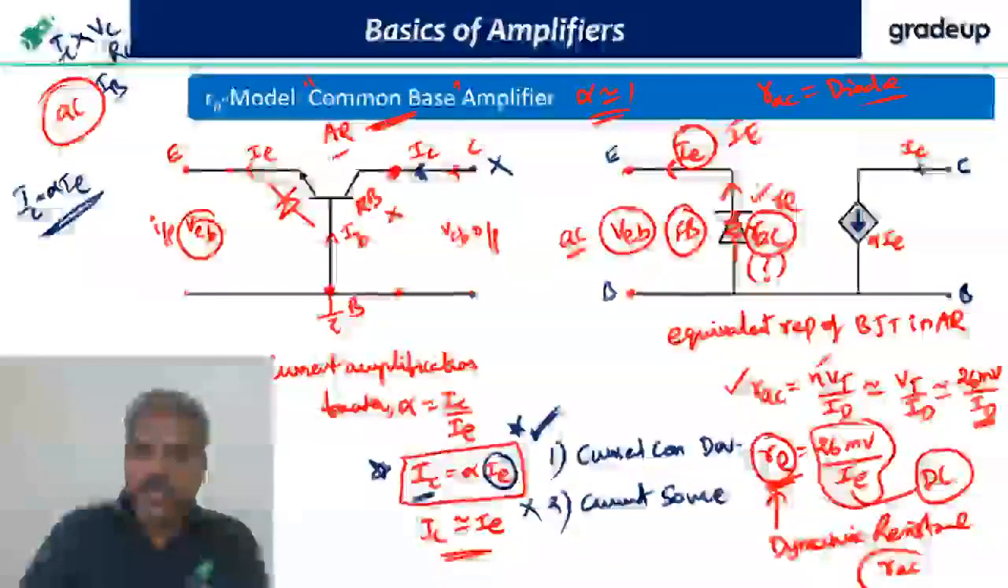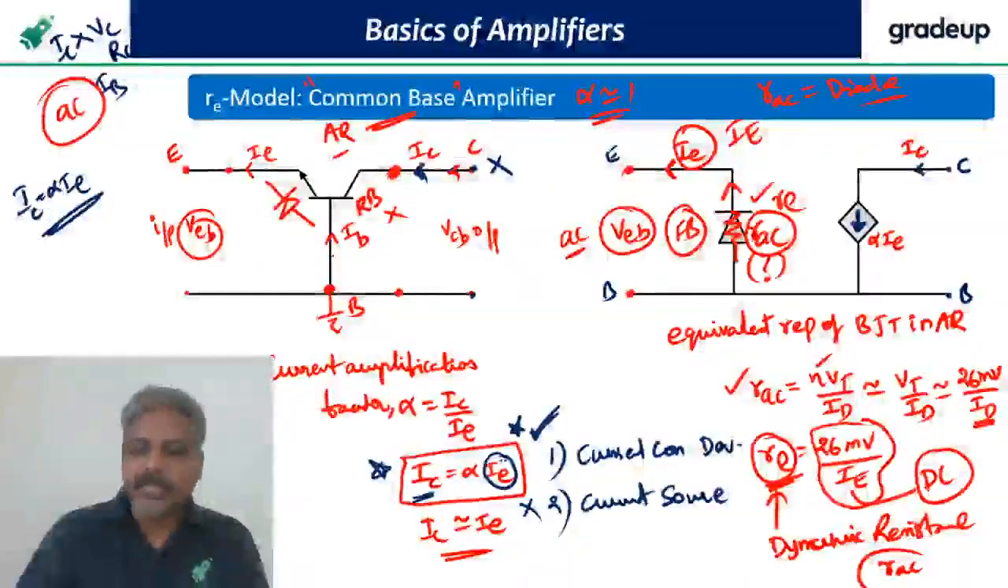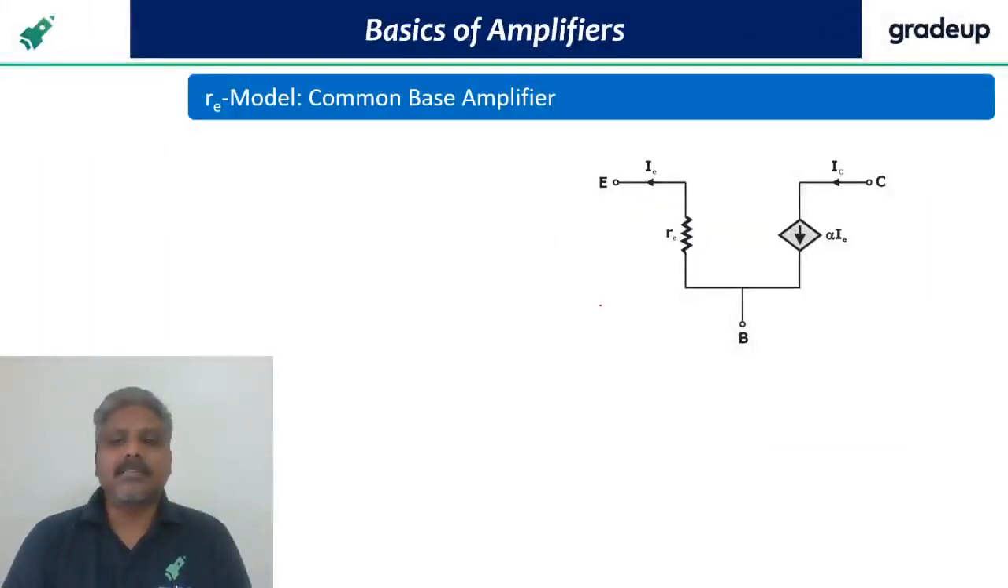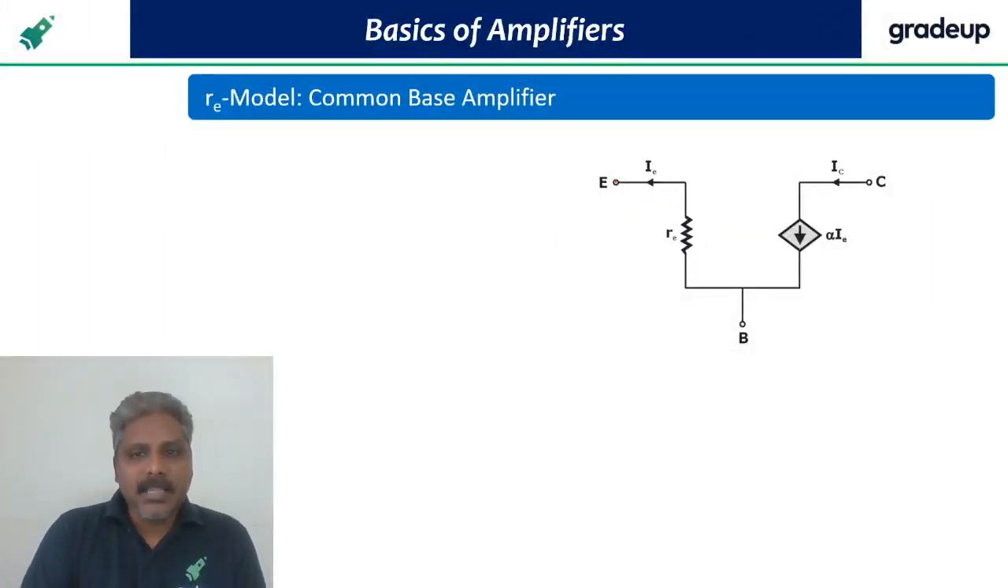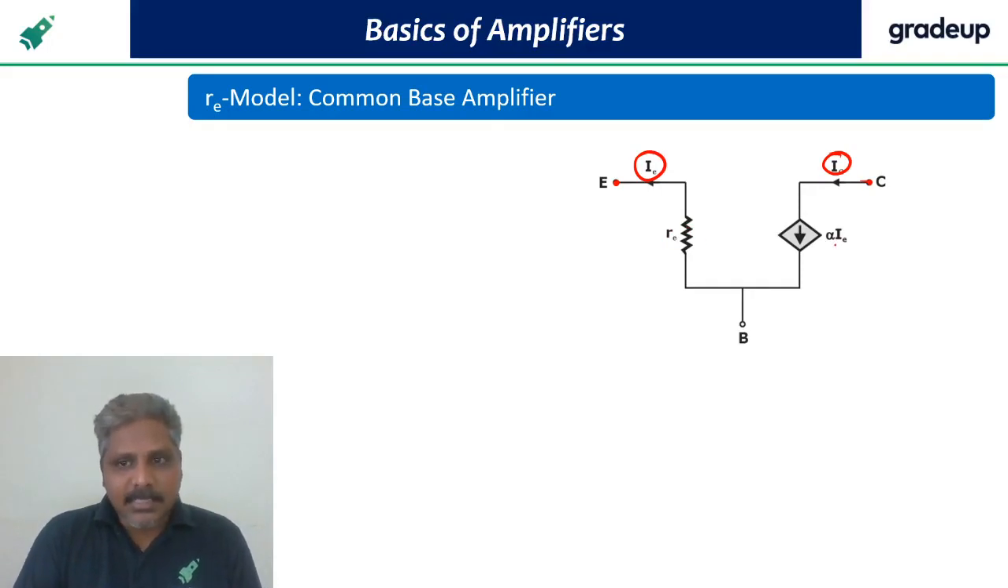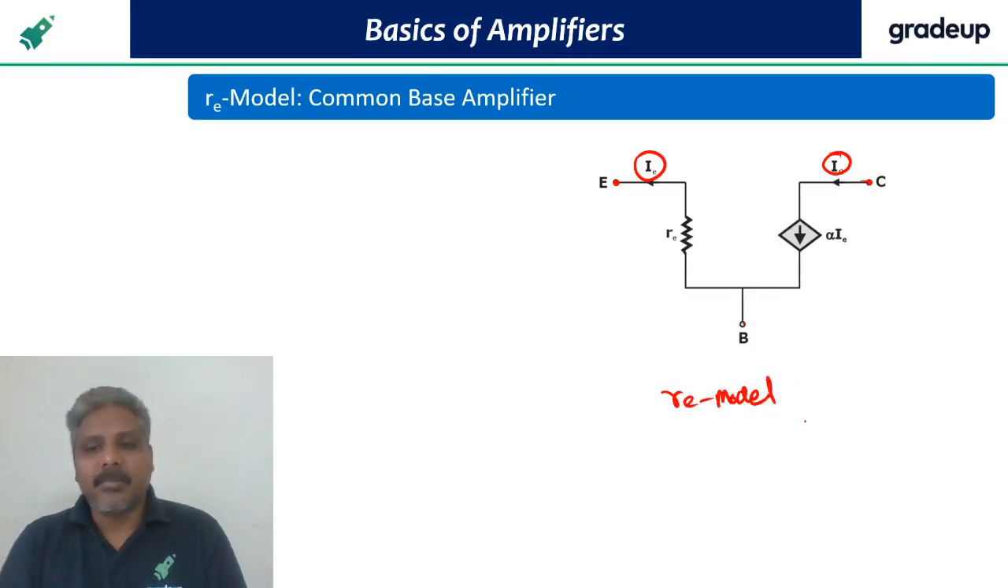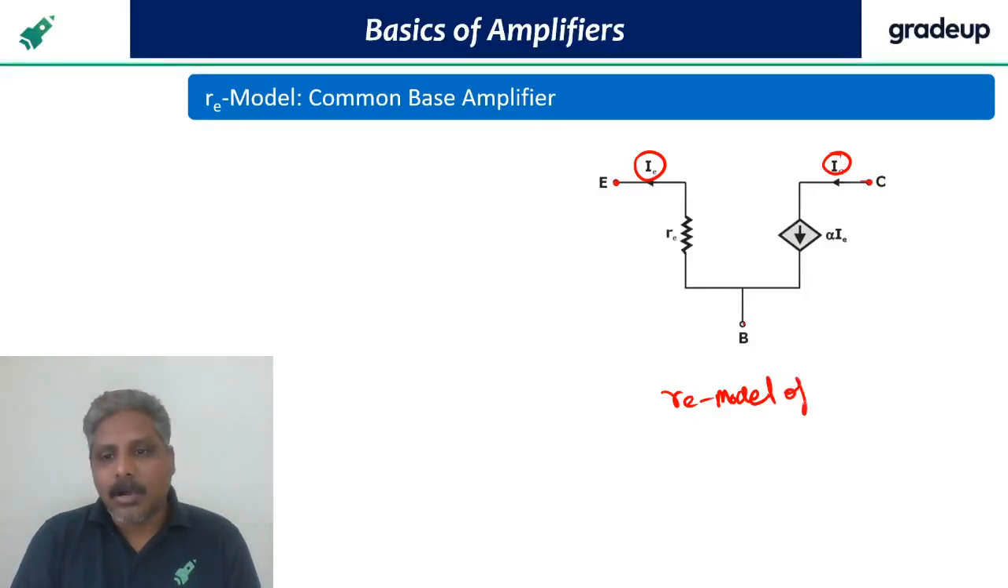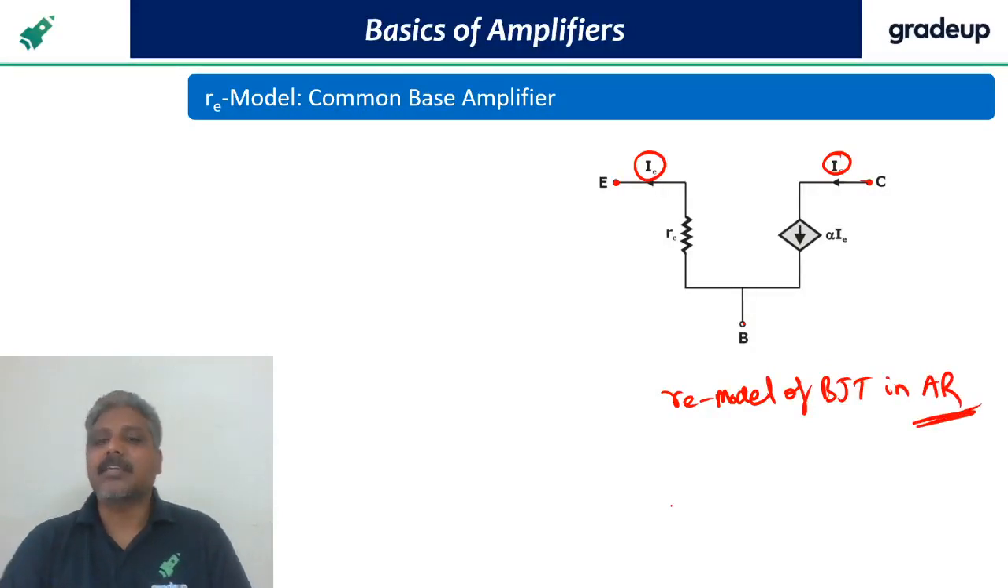That's why I am taking it as DC current. Okay. So if I replace this junction also with dynamic resistance, the circuit looks like this. See guys, this is the emitter, this is the collector, this is the IC, this is the IE, this is the RE, the junction resistance, dynamic resistance, this is alpha IE, this is the base. This is called the RE model of BJT, valid only in active region.